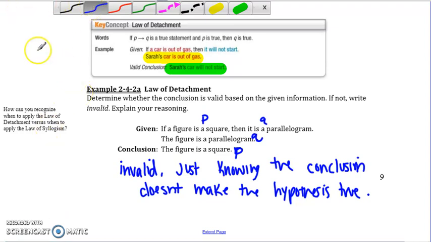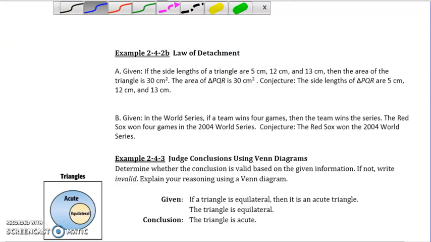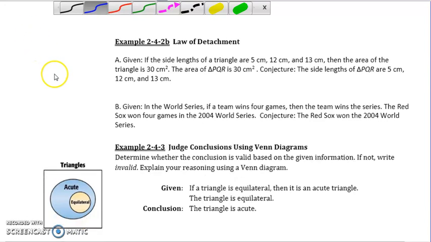Let's take a look at another example on the next page. For this one, if the side lengths of a triangle are 5, 12, and 13, there's our P, then the area of the triangle is 30. Then it says the area of the triangle is 30. It's giving us the conclusion, Q, and trying to conclude our hypothesis. Again, this is invalid because it's doing exactly what it did on the first one. Knowing the conclusion doesn't make the hypothesis true.